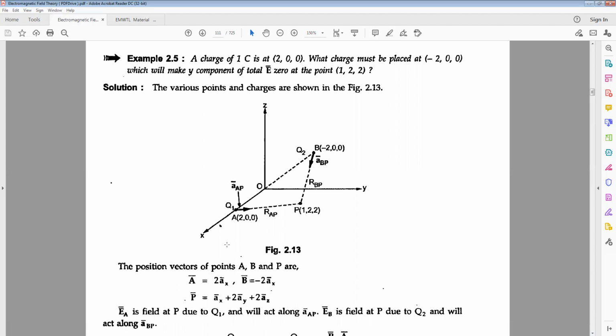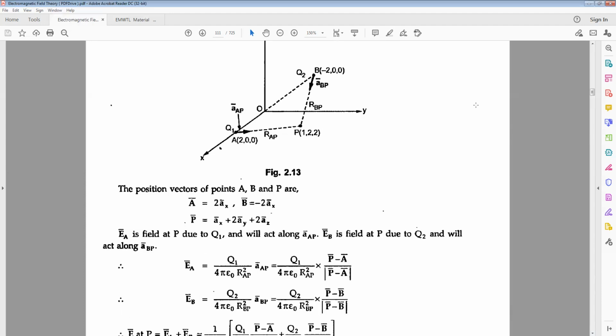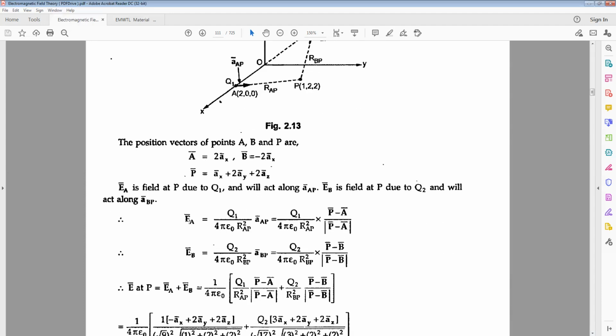So A bar, what is the A bar here? It is 2 AX bar, because there is no AY or AZ, and B is minus 2 AX bar, and P has three terms: AX bar plus 2 AY bar plus 2 AZ bar. So first, if I find EA bar, if the charge is Q1, it is Q1 by 4 pi epsilon naught R AP square times AP bar, the unit vector.